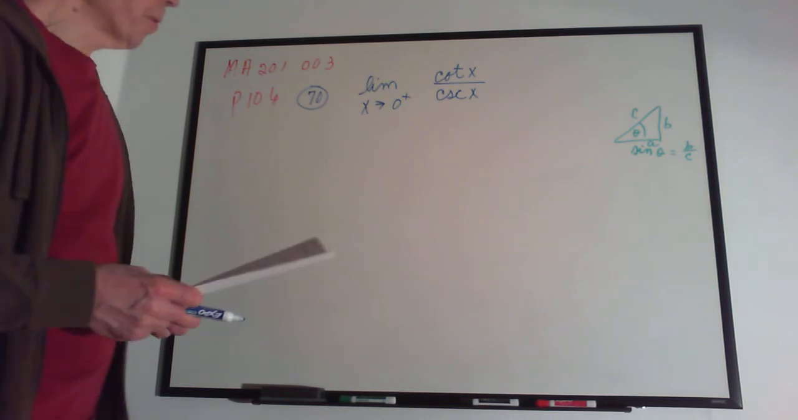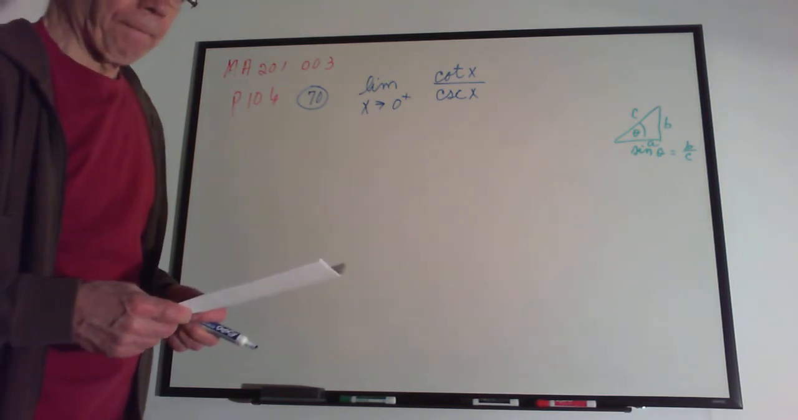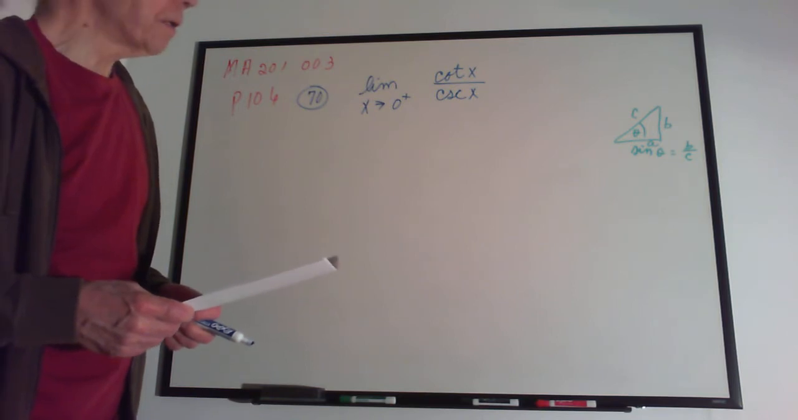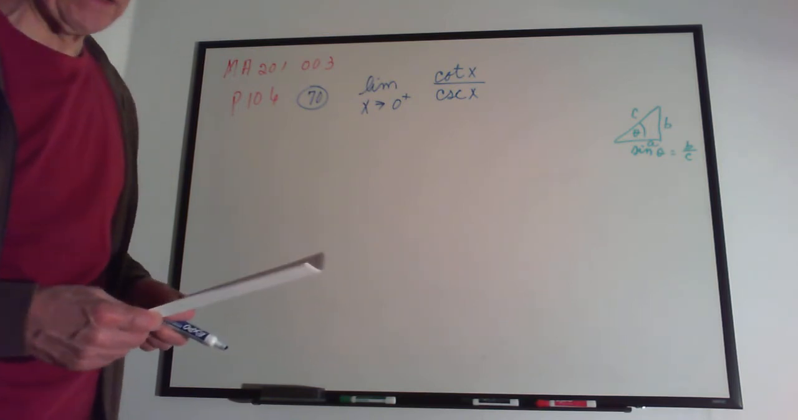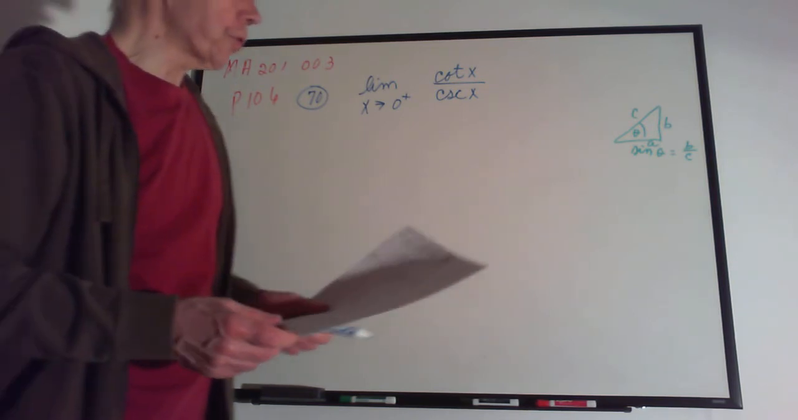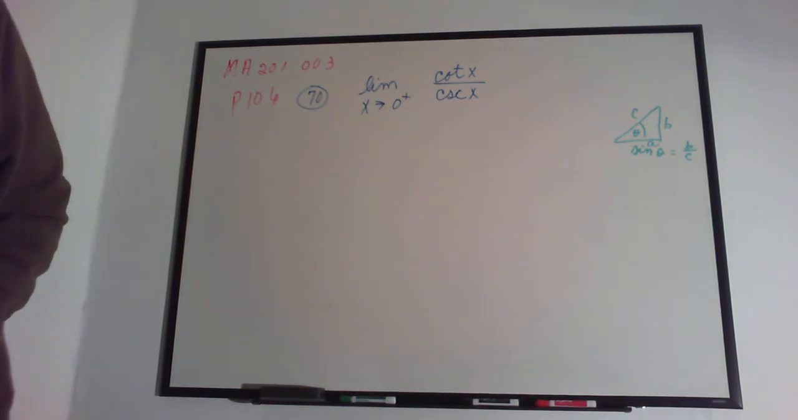All right, try problem 70. You have to do some trig manipulation on it. Do some substitution. So pause the video, see what you can do in the way of trig substitution. And you might want to look at that closely.